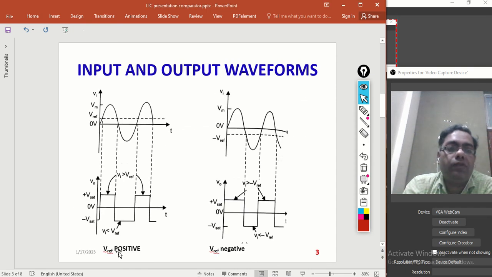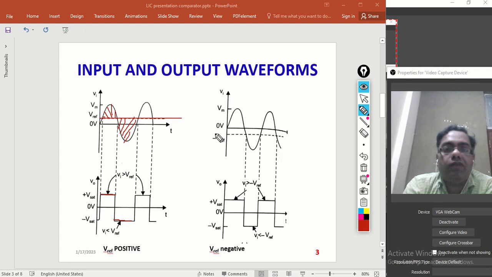Now, if we see this waveform, we have considered V reference as positive. This dotted line is the positive voltage. So when V input signal is less than V reference, we are getting minus V sat. Whenever input voltage is more than V reference, in this region, we are getting plus V sat. And here you see that input voltage is less than V reference in this region, so we are getting minus V sat here. In this way we are getting the square waveform.